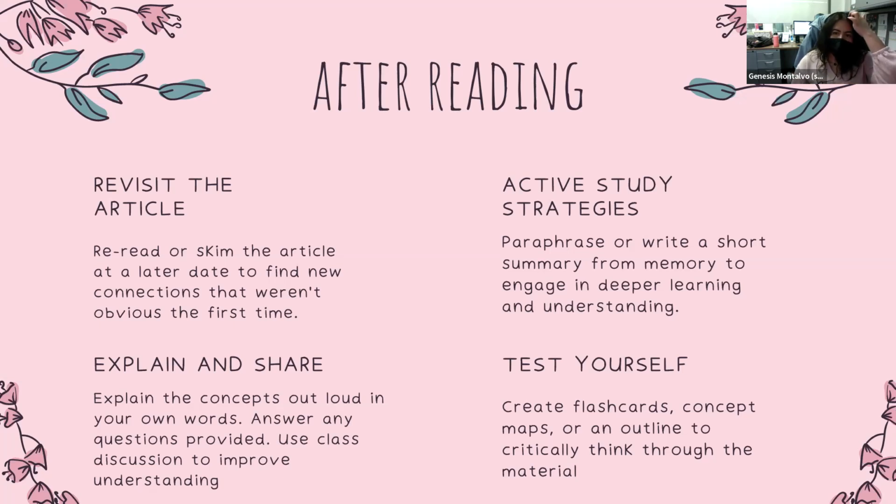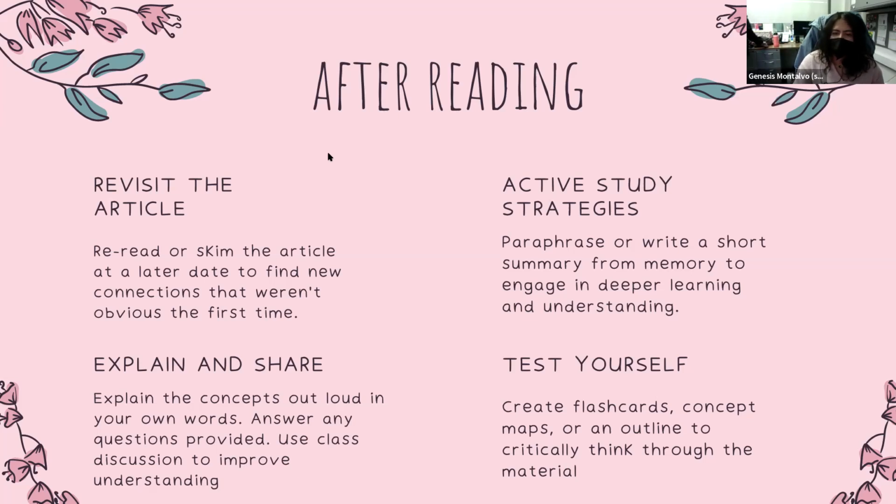Use active study strategies. So again, paraphrase or write a short summary from memory in order to engage in deeper learning and understanding. Paraphrasing and condensing is always one of the best strategies that you can use to test your own knowledge. Explain and share concepts out loud in your own words, either to yourself or with a classmate. Answer any questions that were provided. Again, you're testing your own knowledge. And then use class discussions to improve your understanding. And if you want other ways to test your knowledge, create flashcards, concept maps, and outlines to critically think through the material.